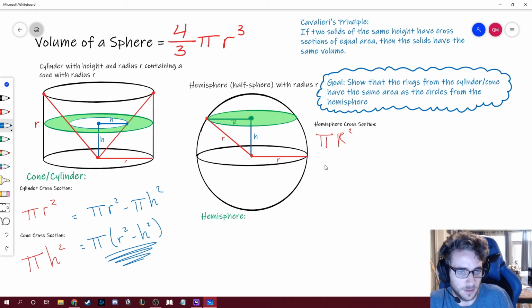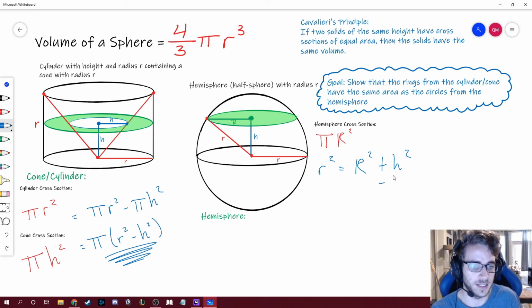Let's use the Pythagorean theorem to do that. So we know that little r squared, because that's the hypotenuse, equals big R squared plus h squared. We want big R squared so we can slot it into this equation. So we're going to subtract h squared from both sides. That leaves us with big R squared equals little r squared minus h squared.